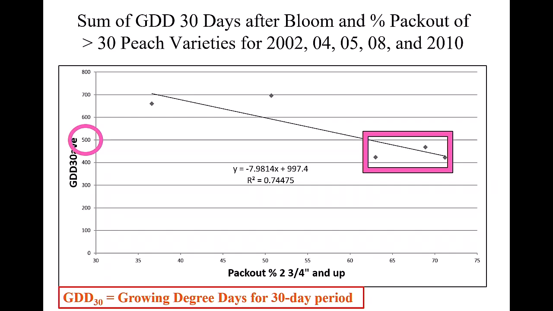But the 2 years where it was very warm during that period, you can look at the size pack out. This is the average of over 30 varieties. You can see he did not attain 2.5 inches, or had difficulty.